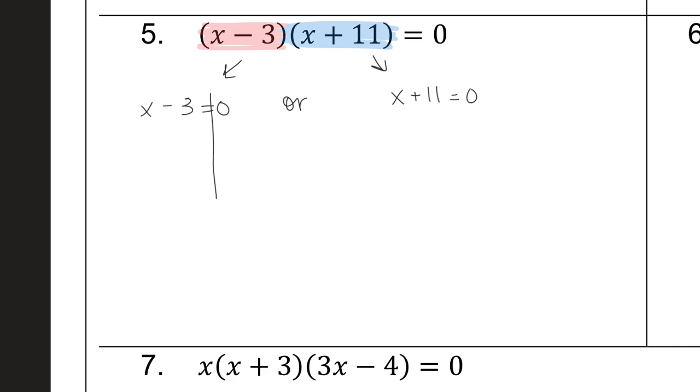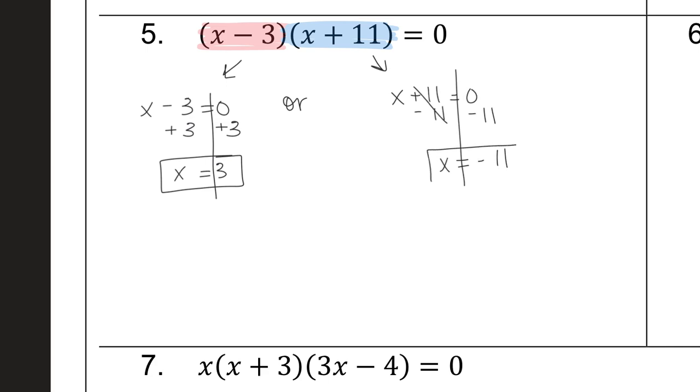So for x minus 3, all we have to do is add 3. So x equals 3. Or we have to solve this one. Subtract 11. x equals negative 11. Okay? So both of these are the solutions. We need to list both of them. Because if x equals 3, then this whole equation would equal 0. Or if x equals negative 11, the whole equation would also be 0. So we need to have both of them as our answers.